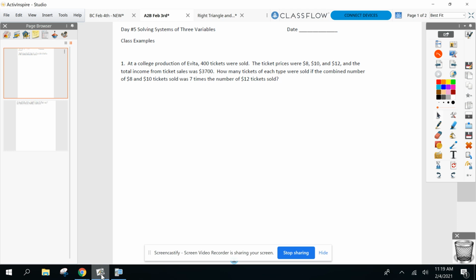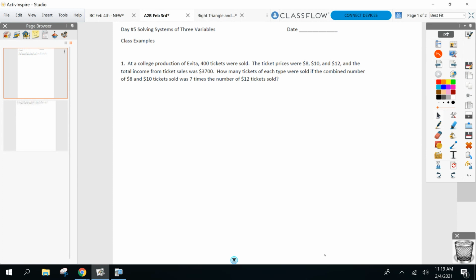All right, here we go. Let's talk. You guys can see we got the college play. Whole bunch of numbers here. Whole bunch of numbers we got to put in correct order here. I know there's 400 tickets sold. I know the price of each ticket. There's 3 different types of tickets, $8, $10, and $12. I made $3,700 from the tickets.